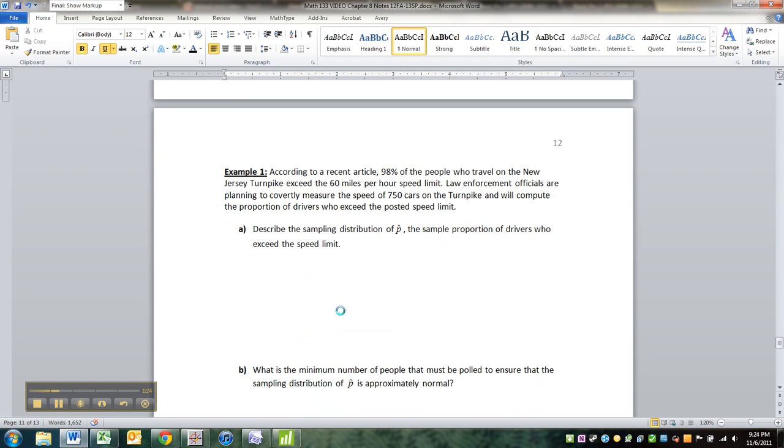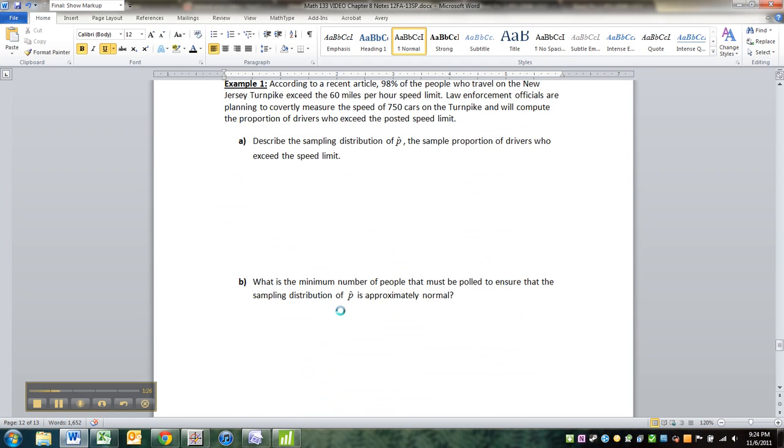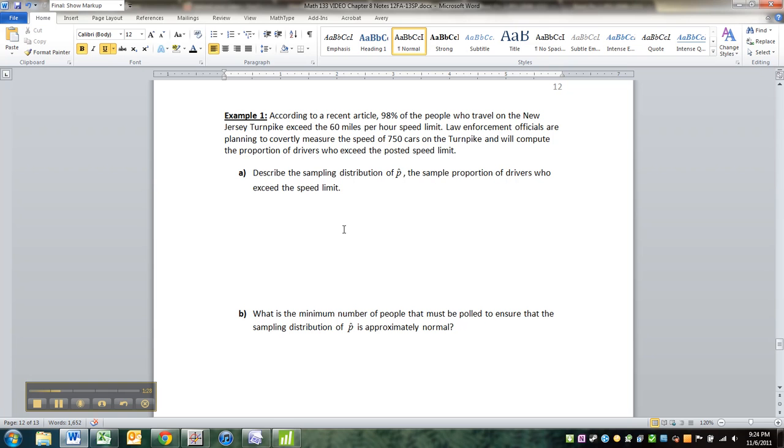Okay, so let's look at this. According to a recent article, 98% of the people who travel on the New Jersey Turnpike exceed the 60 mile per hour speed limit. Law enforcement officials are planning to covertly measure the speed of 750 cars on the turnpike, and will compute the proportion of drivers who exceed the posted speed limit. Okay, so let's start with, they want us to describe the sampling distribution. So shape is normal. Now I have to prove that it's normal, so let me prove it.